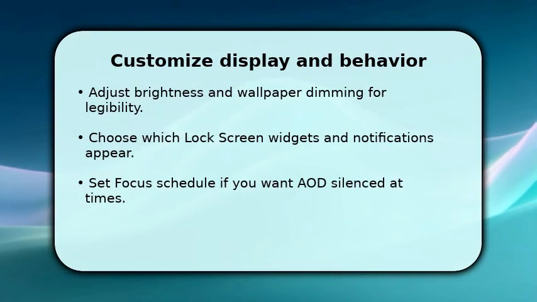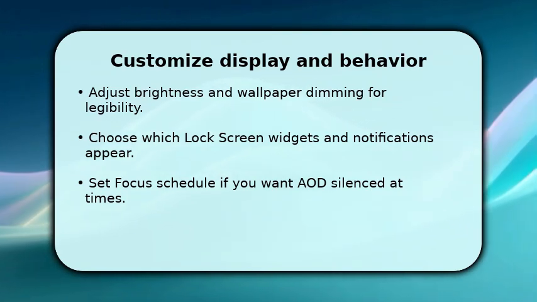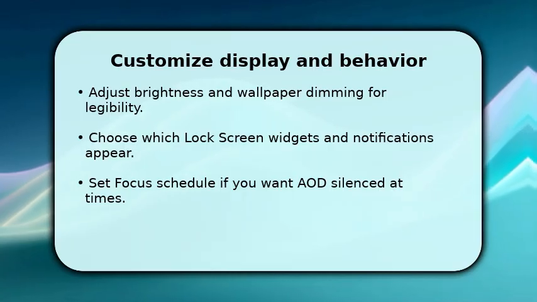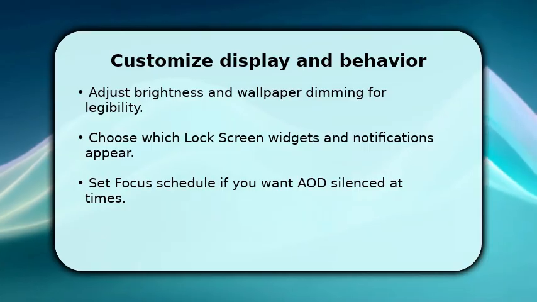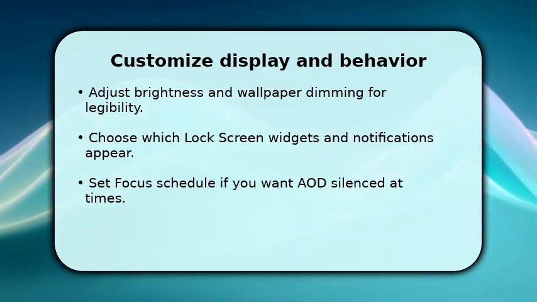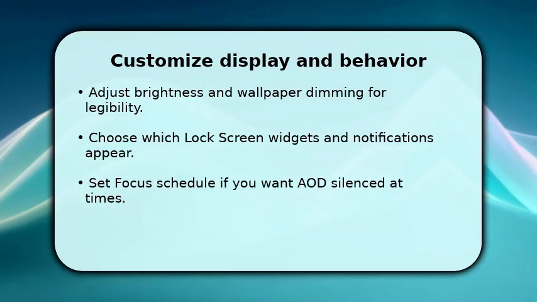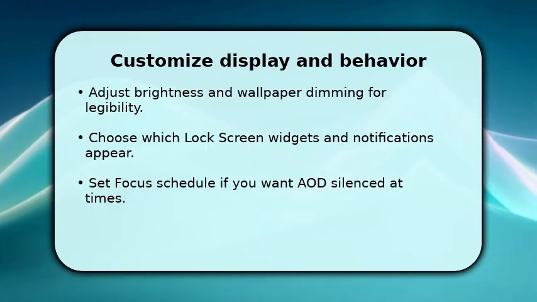Now customize how Always On looks and behaves so it's useful without wasting power. Tap Wallpaper to pick a lock screen image that supports dimming. Light backgrounds consume more energy. Then customize which widgets and notification previews remain visible, because fewer elements reduce refresh activity.